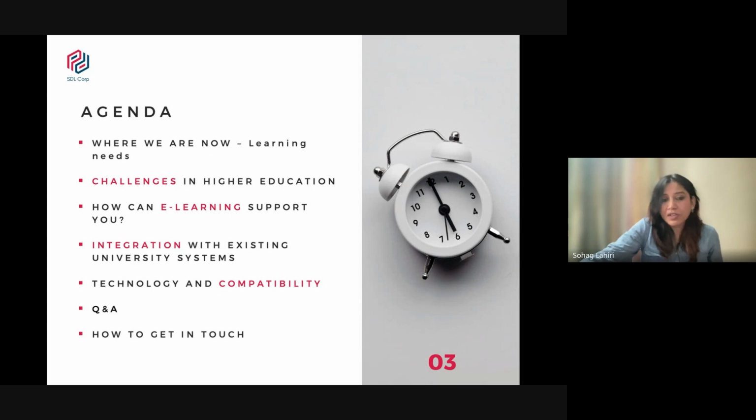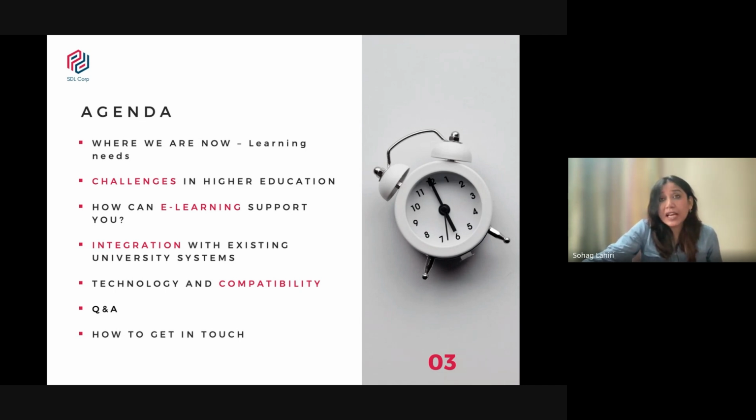Next, we will cover challenges in higher education, and how e-learning can come in to support and help to mitigate some of these challenges at least. Many universities, I'm sure yours too, have some existing systems which are already there. What is the best way to integrate with those systems instead of trying to do things completely new or from scratch? Because obviously that is not always the recommended approach. It is easier to adapt to what is already there or to enhance it.